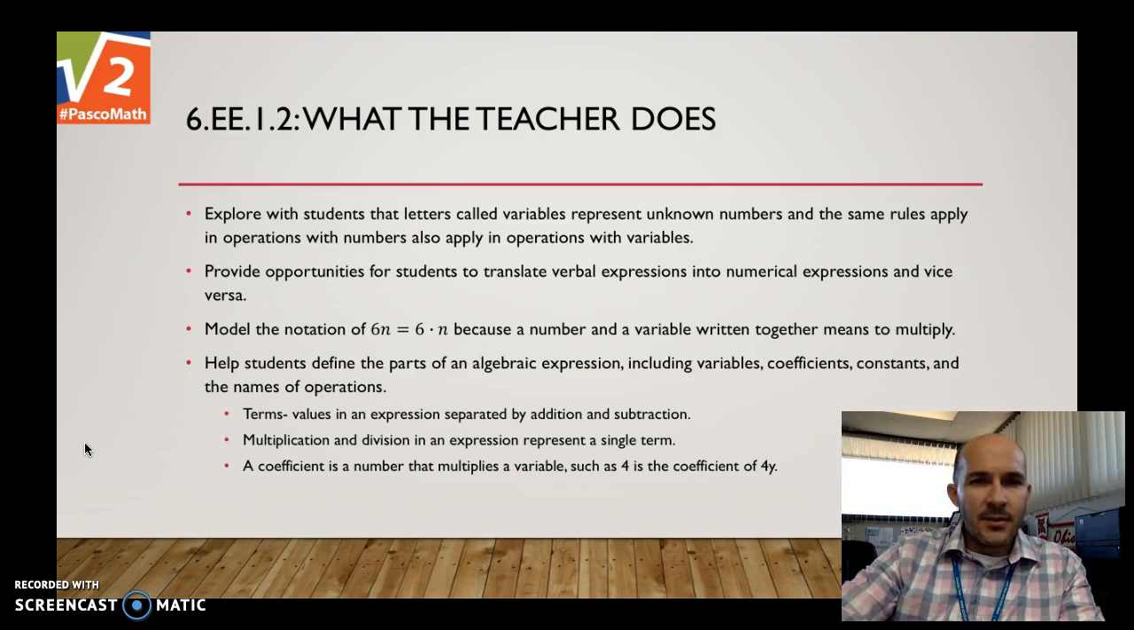And then help students define the parts of an algebraic expression, including variables, coefficients, constants, and the names of the operations. Again, that repeated modeling by you as a teacher of using precise math vocabulary, and then demanding that from the students. Terms are the values in the expression separated by addition or subtraction. Multiplication and division in an expression represent that single term. And the coefficient is the number that multiplies a variable, such as 4 is the coefficient of 4y.